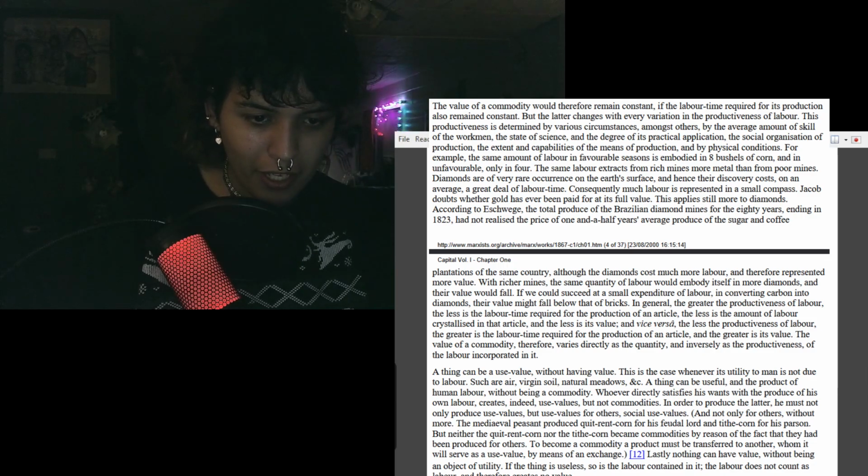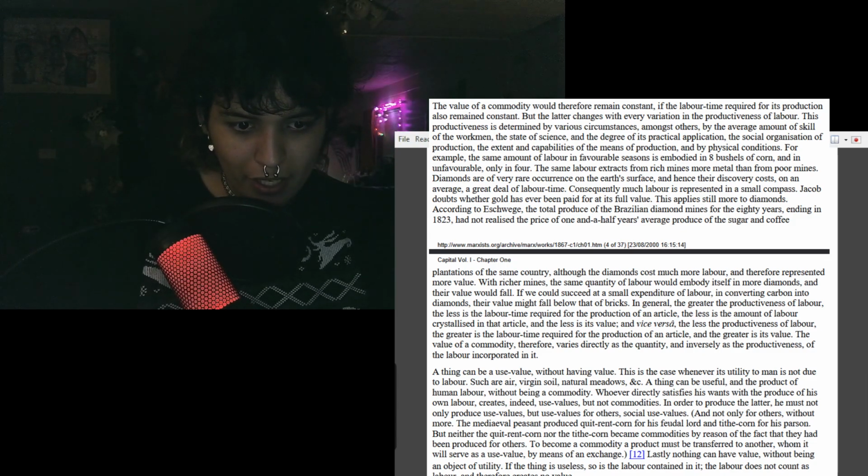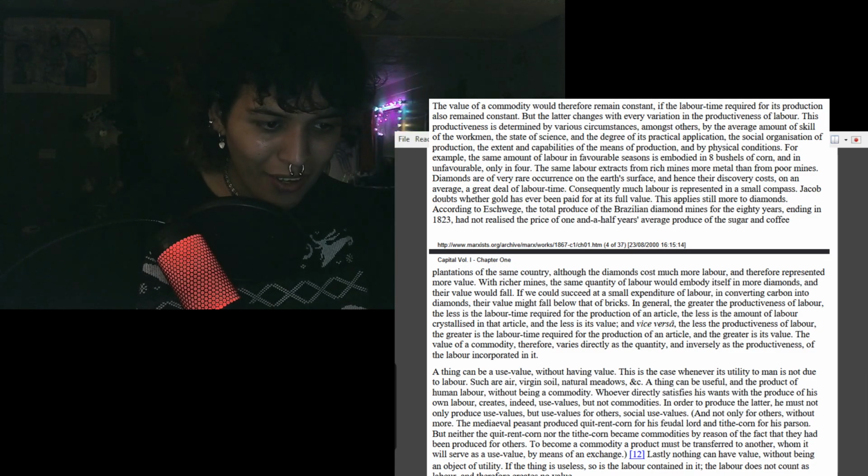The value of a commodity would therefore remain constant if the labor time required for its production also remained constant, but the latter changes with every variation in the productiveness of labor. This productiveness is determined by various circumstances, amongst others, by the average amount of skill of the workmen, the state of science and the degree of its practical application, and the social organization of production.